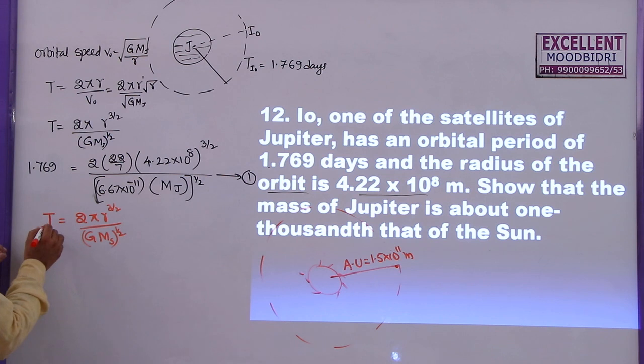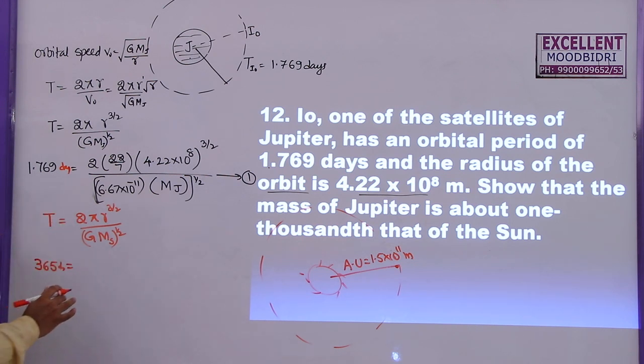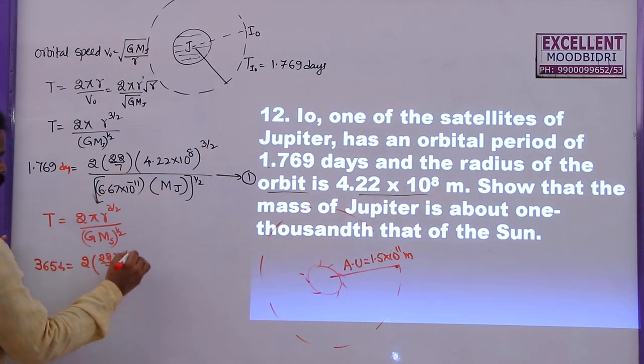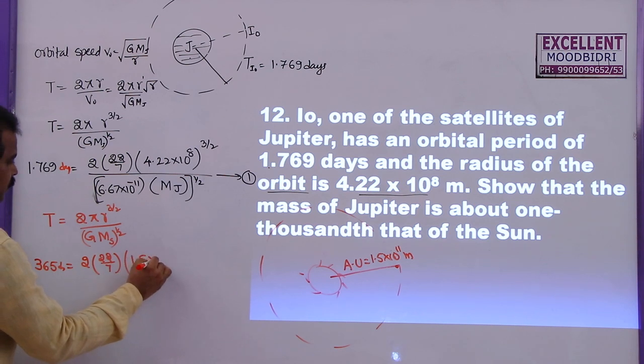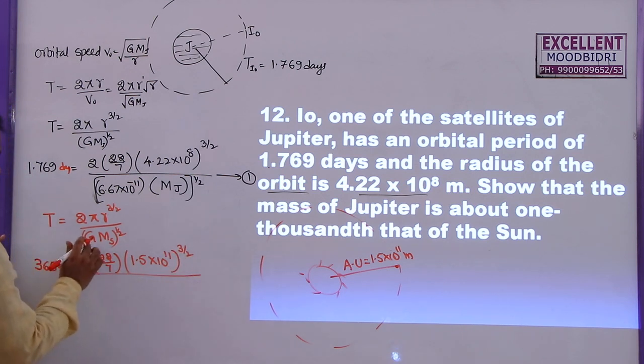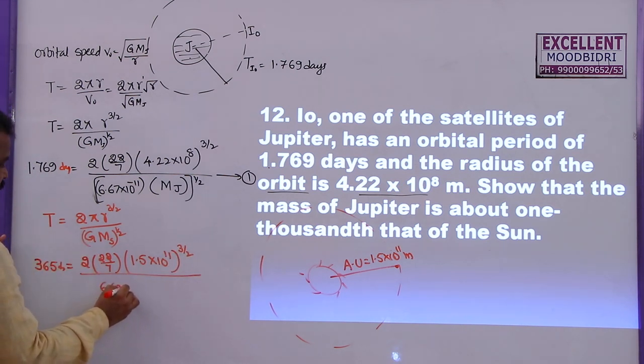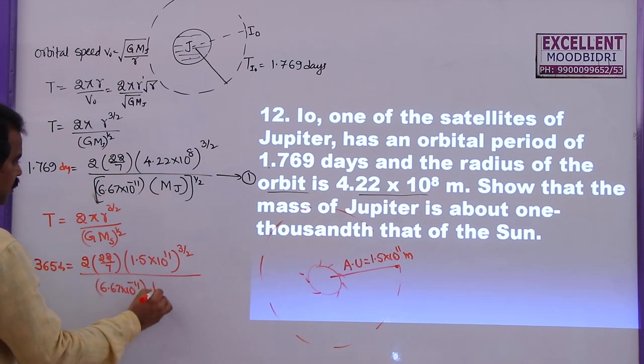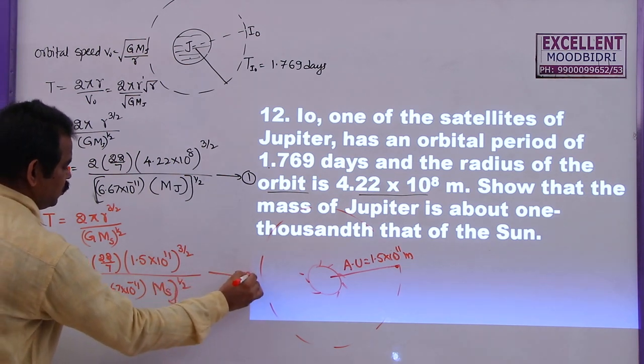So here I am going to write the time period of Jupiter's moon, this is 1.769 days, and for Earth it is 365 days. This is also in days and this is also in days, so I am not converting this into seconds here. This will be 2 into 22 by 7 into the astronomical unit 1.5 into 10^11 meters whole power 3 by 2, by G which is 6.67 into 10⁻¹¹, and the mass of Sun is unknown here, whole power 1 by 2, equation 2.